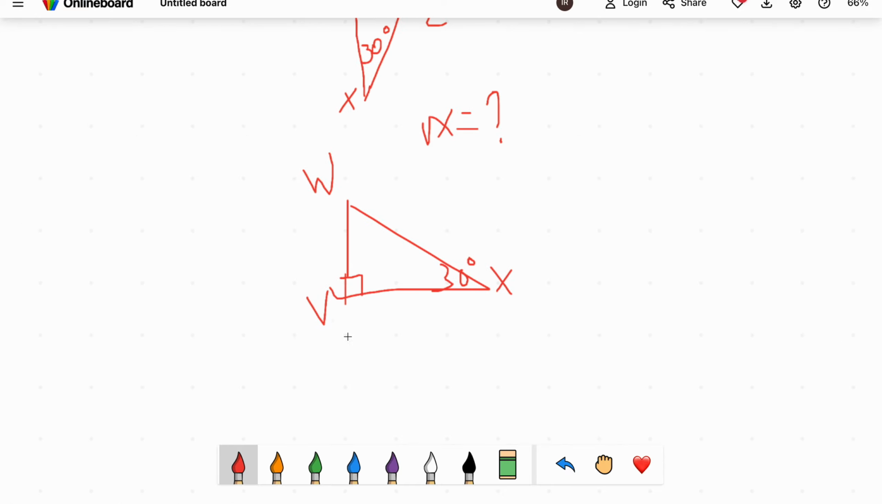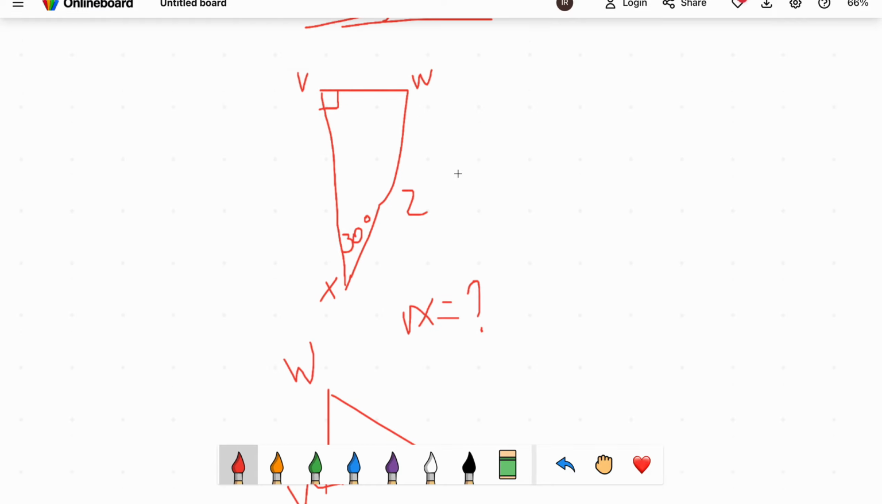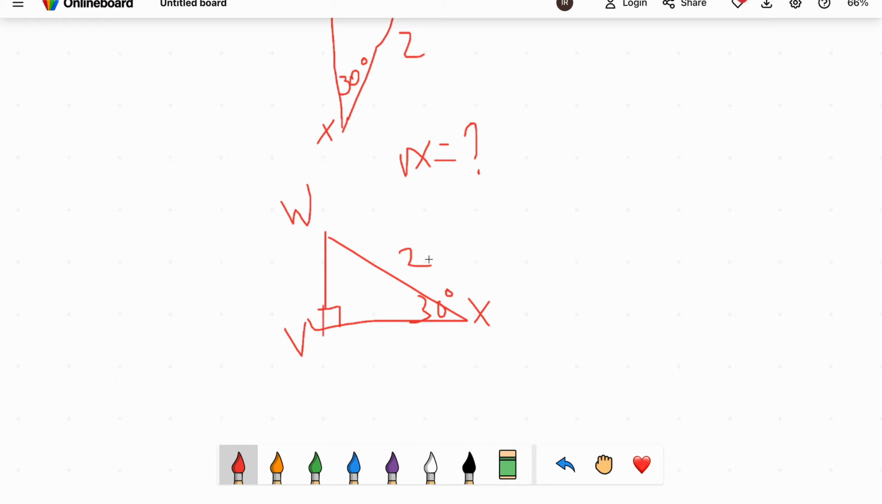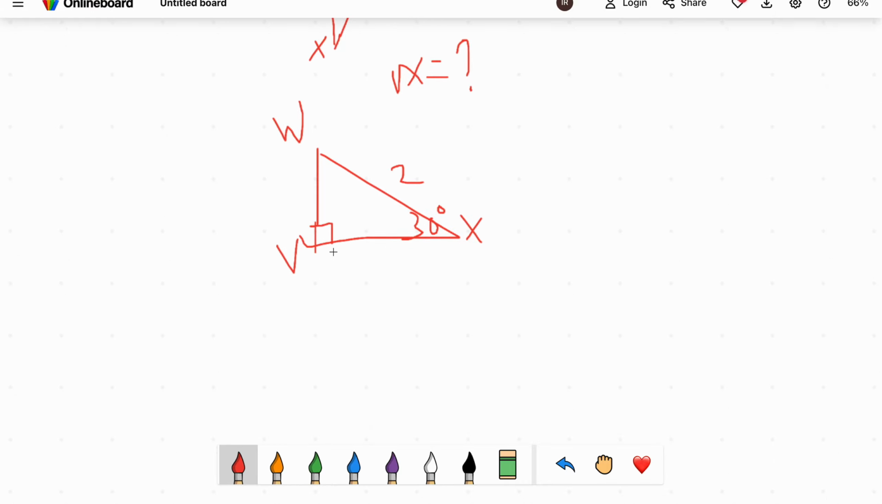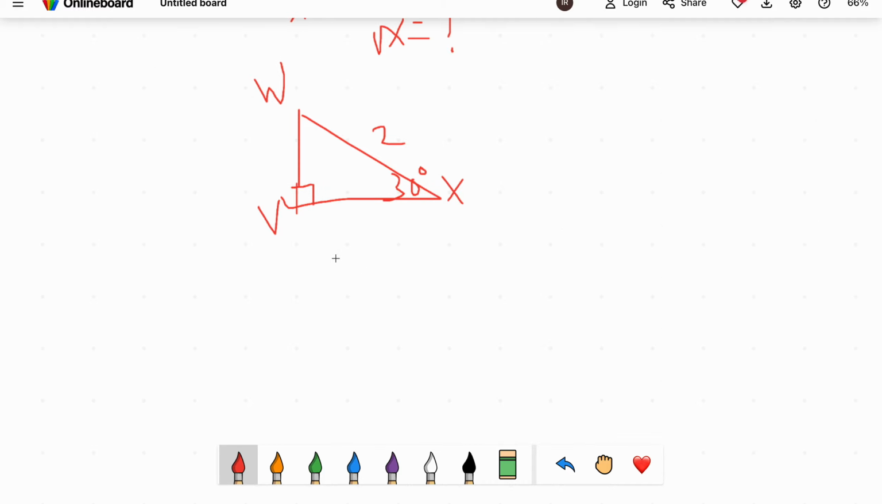And since you're finding Vx, remember, this might be something related with cosine or sine. So which one do you want to use? Vx is this side right here, the adjacent side of the triangle, and the hypotenuse is already given to us as XW, or WX, as 2. So therefore we can use cosine, for cosine is adjacent over the hypotenuse, and the adjacent side is XV and the hypotenuse is XW, right?